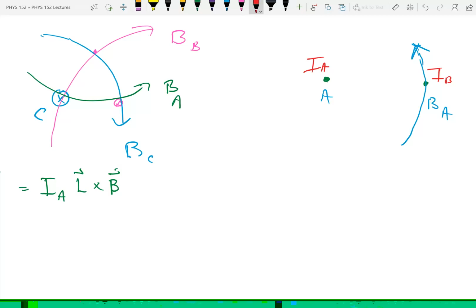With the currents going in the same direction, and I'm going to double check here, my force is going to be attractive. I called it the force of A on B. So the force is attractive.